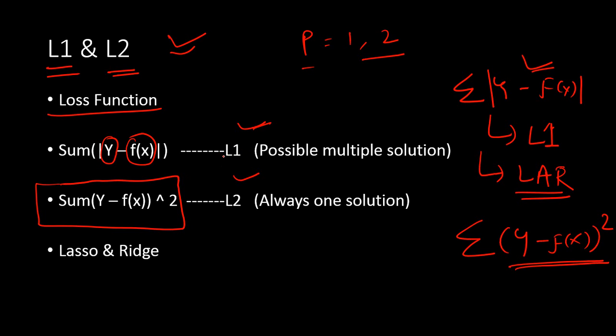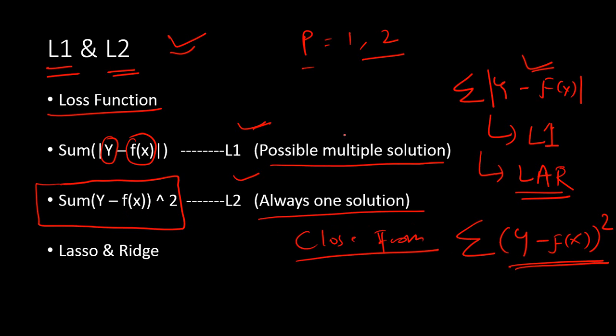L1 and L2 regularization are both of similar type. One thing to remember here is that in the first case we can have multiple solutions. Whereas in the second case, where we have least square, we always have a single solution. So we have a closed form solution in this case, whereas in the first case we may not have a closed form solution. The first one we also call lasso regression, and the second one we call ridge regression. We'll see a bit of it.